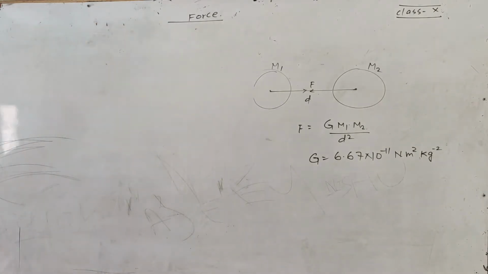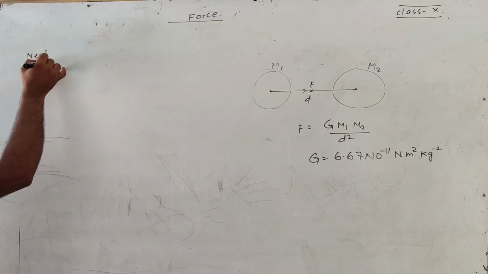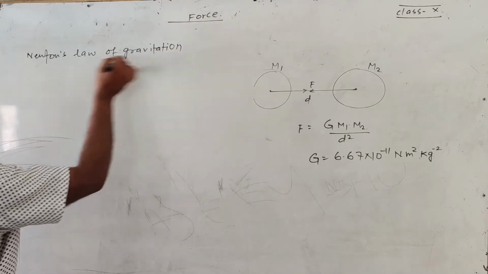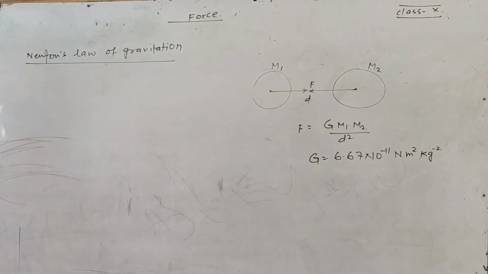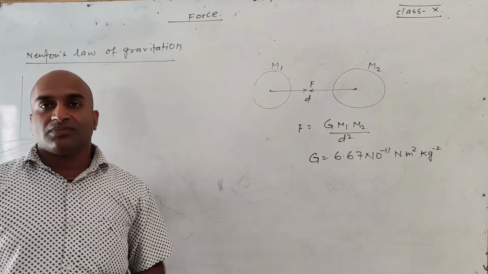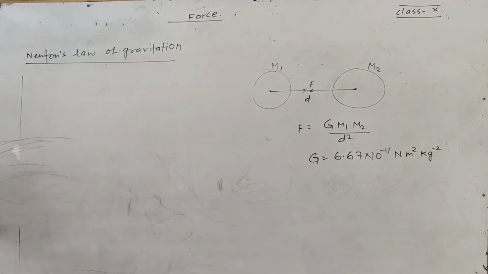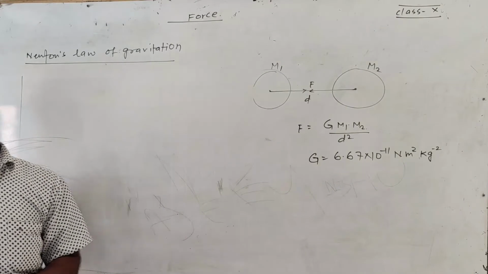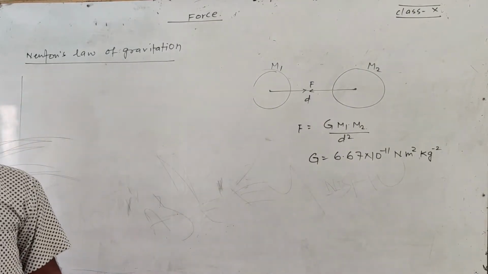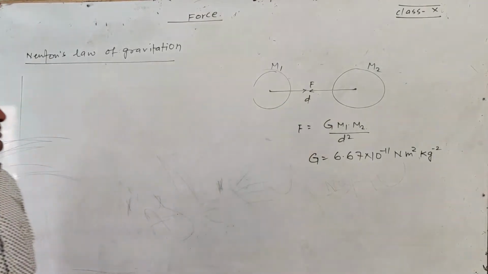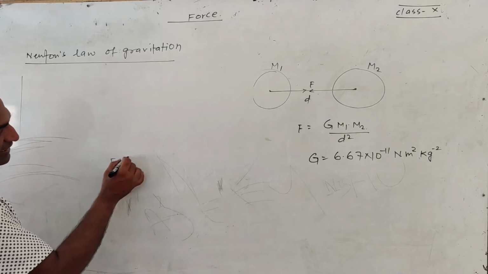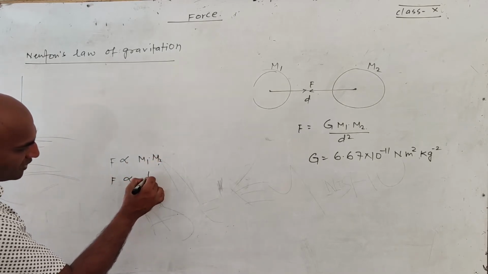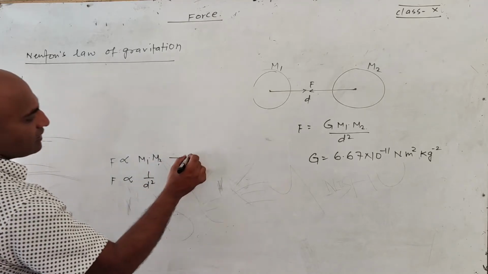In this topic, we have to study Newton's law of gravitation. What is Newton's law of gravitation? It is also called the universal law. According to this law, there exists a force of attraction between any two bodies in the universe, and this force is directly proportional to the product of their masses and inversely proportional to the square of the distance between their centers. Mathematically, F is directly proportional to the product of masses and inversely proportional to the square of the distance between them.